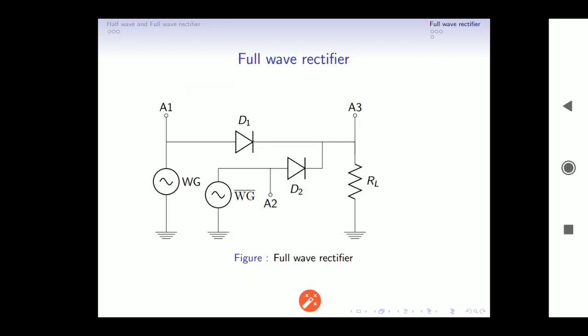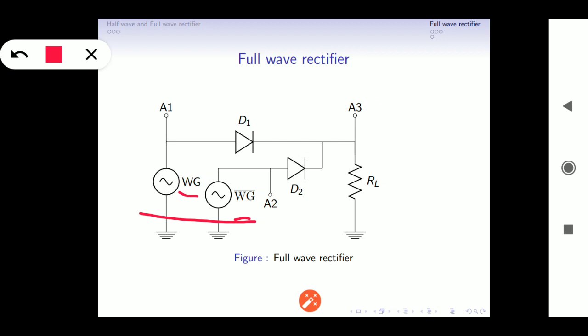And then the full wave rectifier. In the case of the full wave rectifier, the negative pulse is converted into a positive pulse. In order to do that, we use WG bar, which is exactly 180 degrees out of phase with the input signal WG, and these two signals are synchronized inside the XSPICE kit. So when WG is positive, WG bar will be negative. That's how it works.